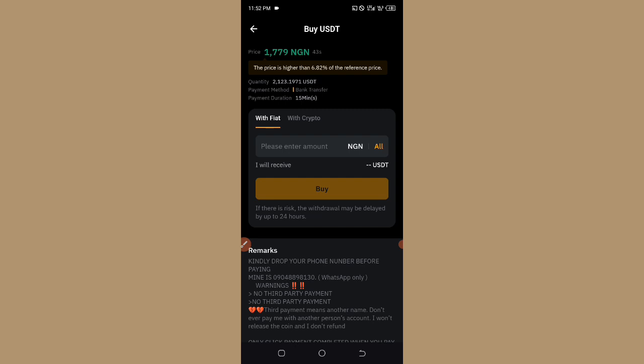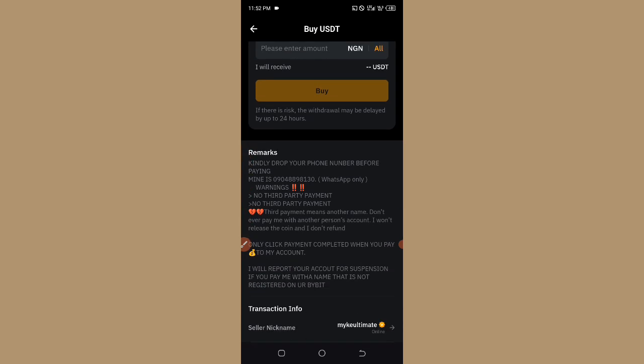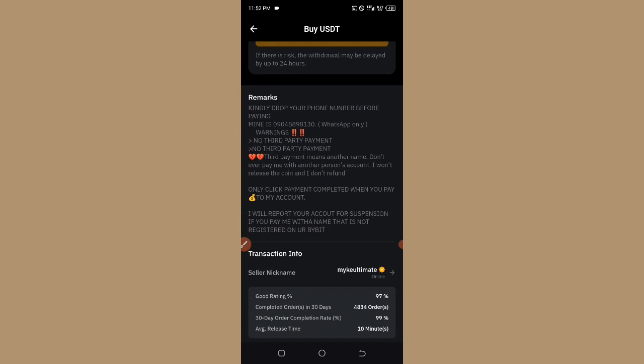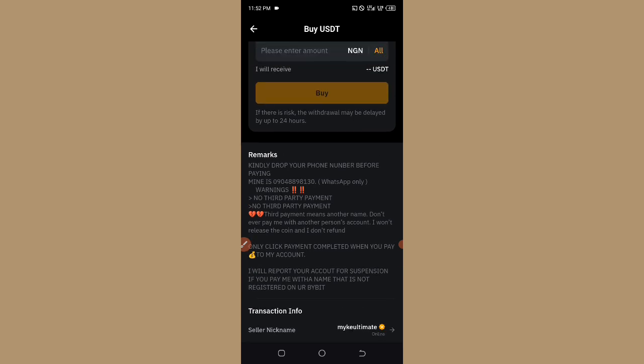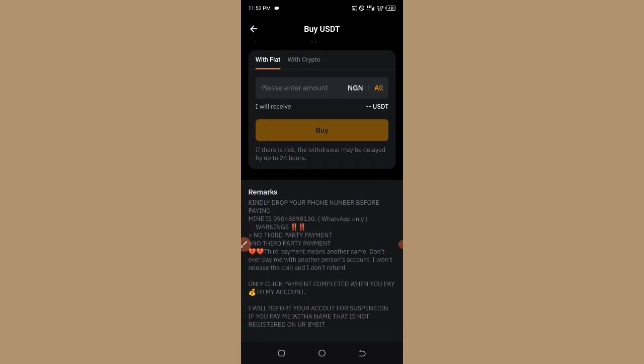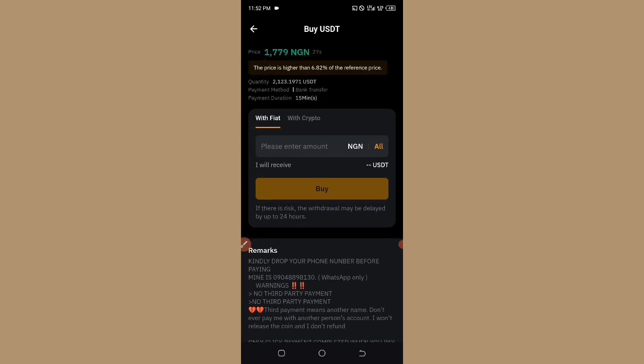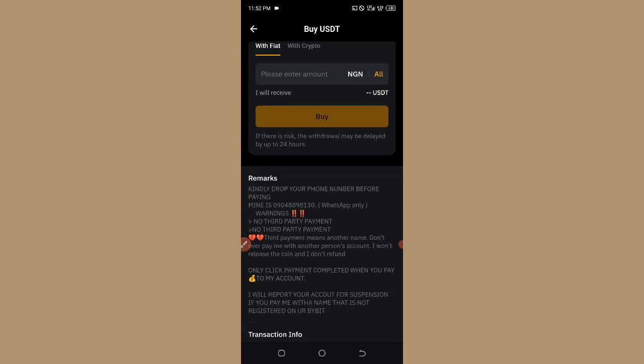So when you come to buy, you have to read what the person dropped. You actually have to check it out so that you know what the person is talking about. This one says, can you drop your number, blah blah. This one is not saying anything that will make us not to buy from him. So it's okay, you can buy from him.